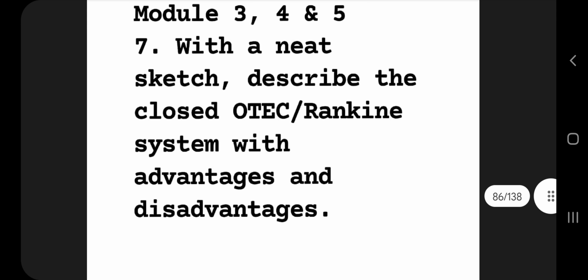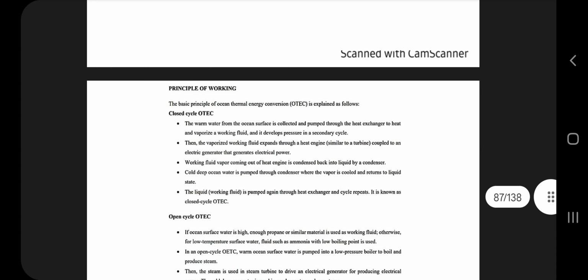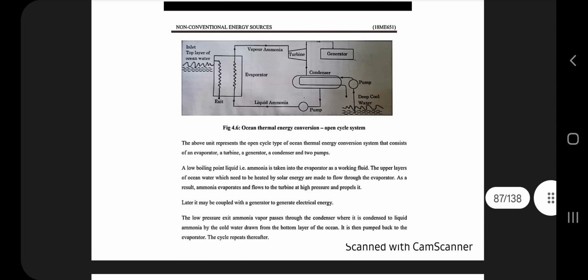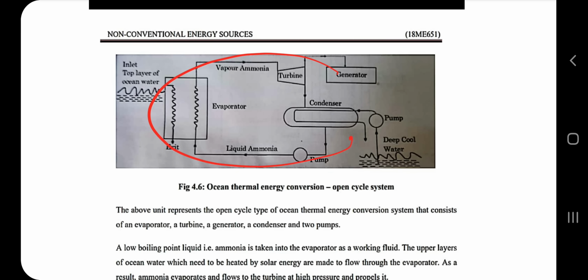Next is: explain with the neat diagram the closed OTEC and Rankine system with advantages and disadvantages. OTEC is ocean thermal energy conversion. So closed and open, there are two types, closed and open. By the name itself you can understand one is closed, the other is open. Few key points are there, you can go through it. Okay. And this is a diagram which you have to make. Here also it is a cycle, so first you will draw like this. The same thing is happening here: liquid ammonia will come, it will evaporate, the vapor will be there, again it will get condensed, and again it will happen.